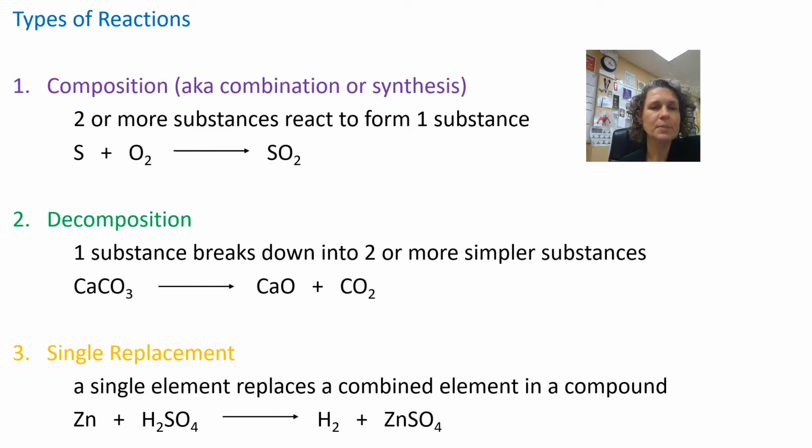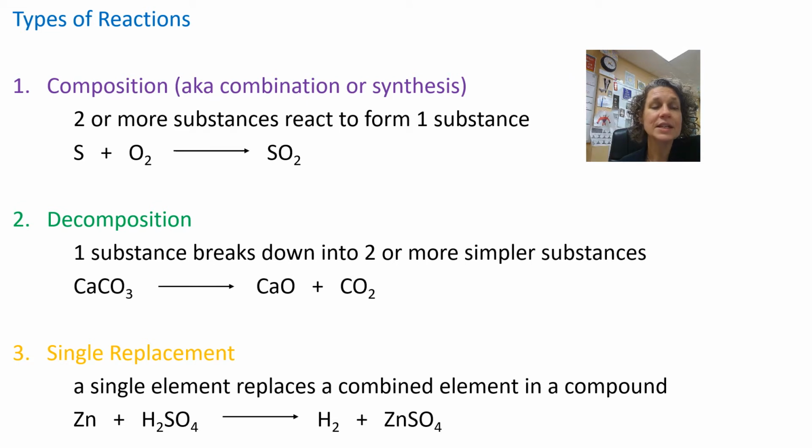Okay, so first off, composition. These are sometimes called combination reactions or synthesis. I'll probably use those words interchangeably, but composition is when you have two or more substances, either single elements or compounds, that react to form one substance. So in this reaction, sulfur plus oxygen gives you sulfur dioxide. So two things form one thing. That is combination or composition or synthesis. See, I already used a different word.